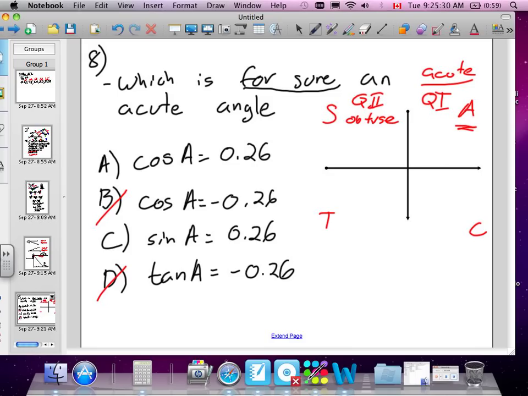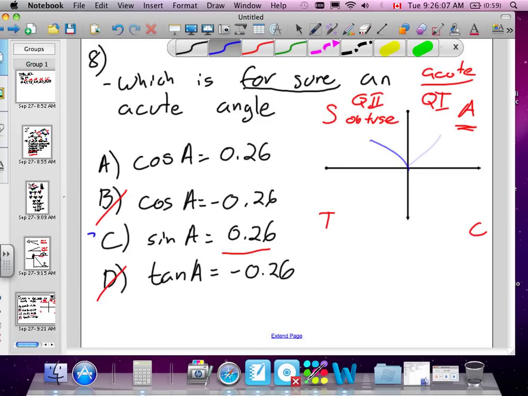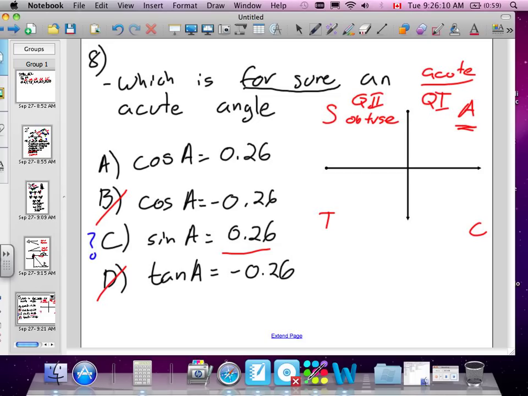Now, in terms of an acute and an obtuse angle, cosine and sine. My sine ratio potentially could be an acute angle because it's positive, but it could also be an obtuse angle because in quadrant 2, sine is positive. So because of that, I'm unsure on whether sine A equal to 0.026 is an acute or an obtuse angle. Okay? So I'm unsure about that, so I'm just going to give it a little question mark. I could probably actually get rid of it because it's potentially an obtuse angle.